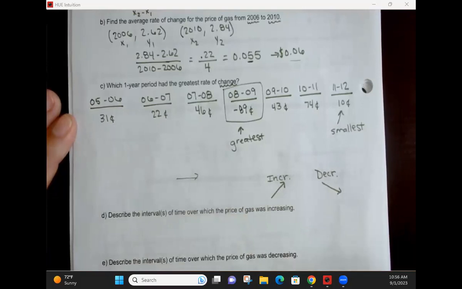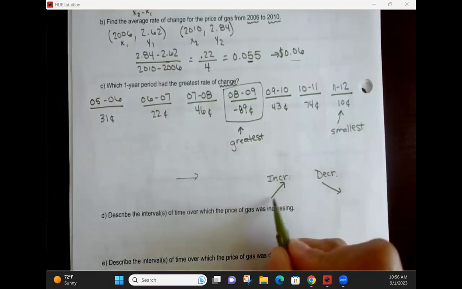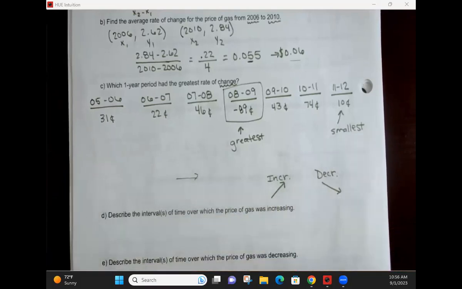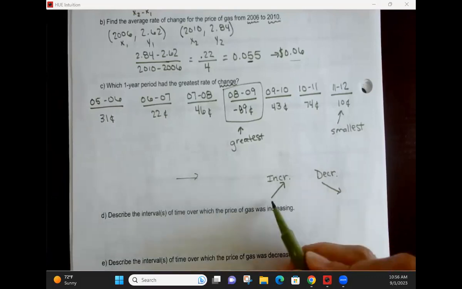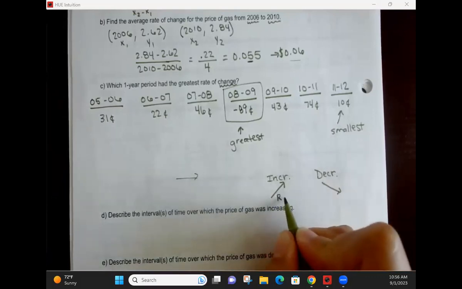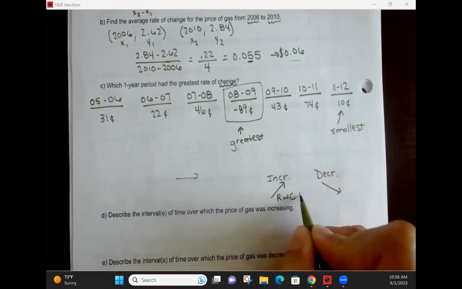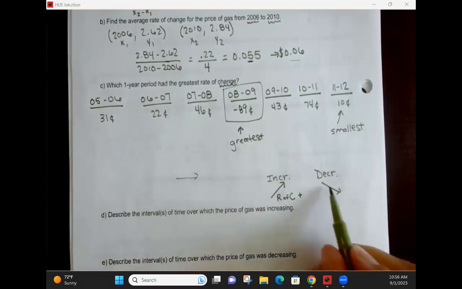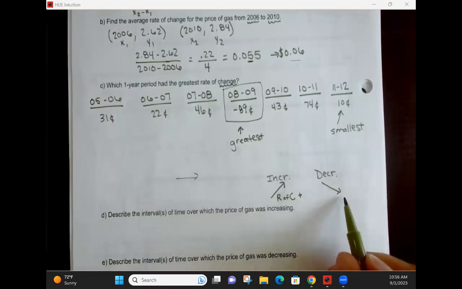So if we think about our rate of change, remember what we were calculating there was essentially slope, right? What kind of slope would I expect if we're increasing? What kind of number? Positive, right? What about if we're decreasing? What kind of rate of change would I expect there? Negative.